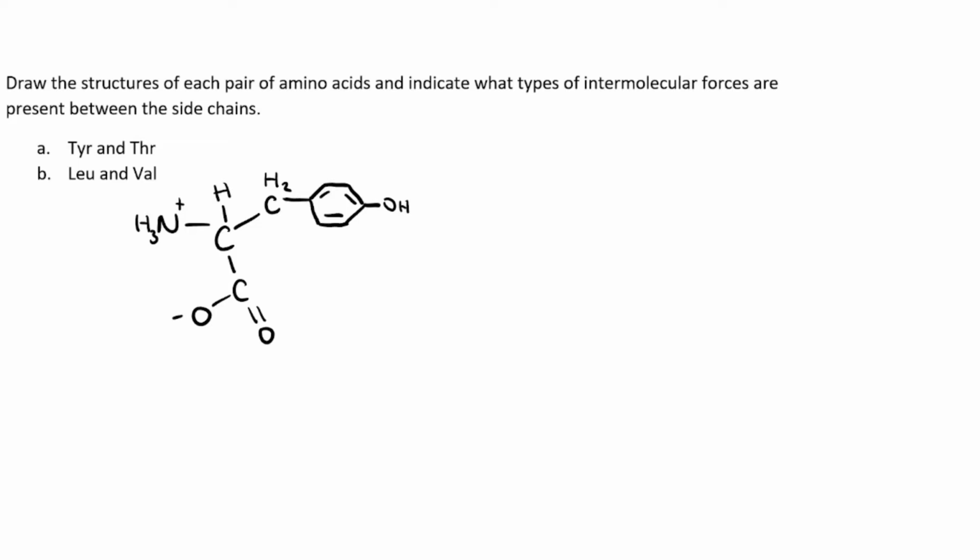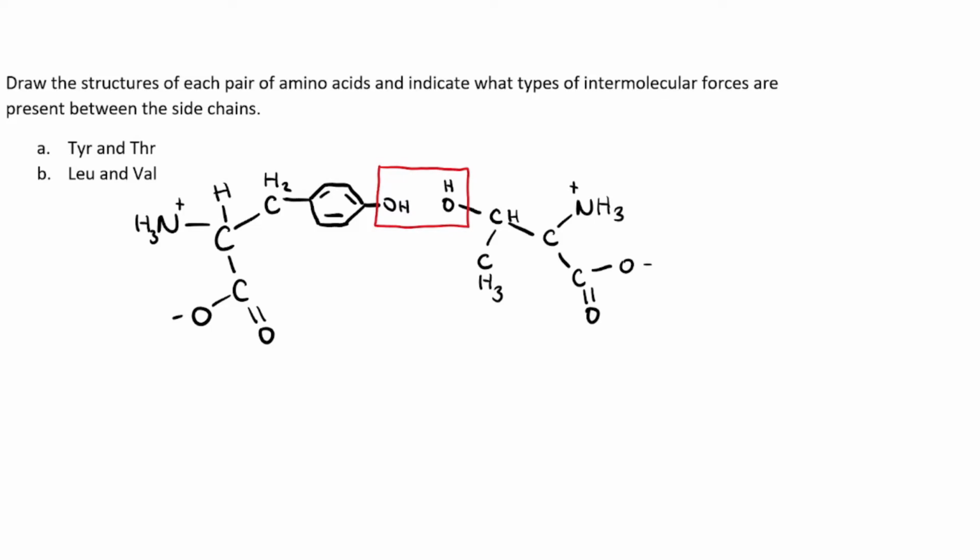And then next to it, I'm going to draw threonine. Threonine, the beta carbon actually splits into a methyl group and a hydroxide group. Then the alpha carbon, where you're going to find the amine group, and the carboxylic acid group. So there is threonine.